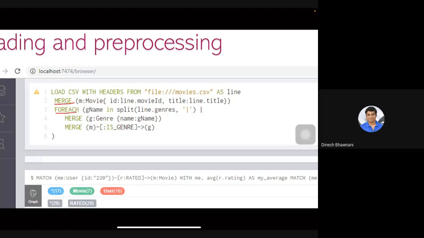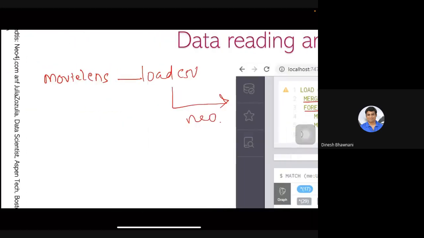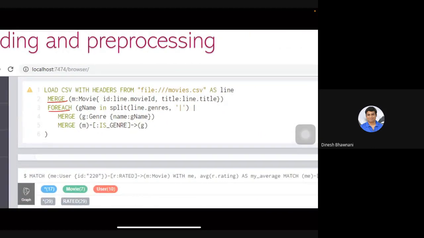If you go to the MovieLens dataset, it can be that your mapping has changed. So you have to see where movieId is and what is in front of it, and map it to the id column. Similarly, for the title property, you have to give line.title because the dataset movies.csv at that time had it. It might change. So FOREACH g name in split genre name, line.genres, use the pipe operator.